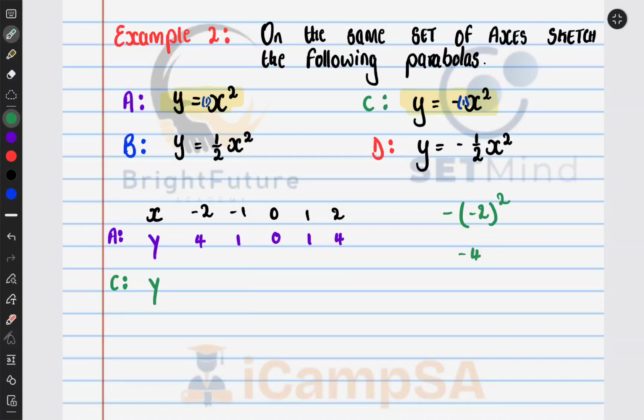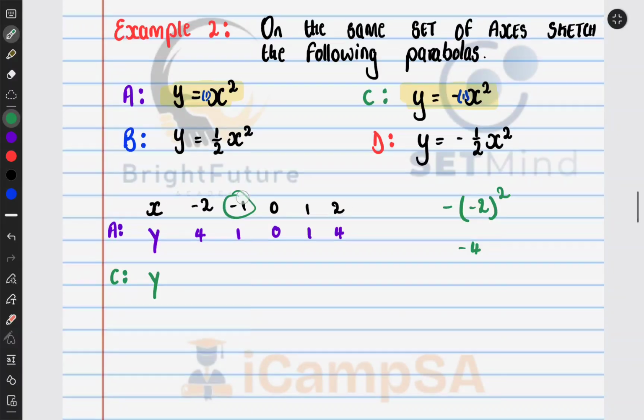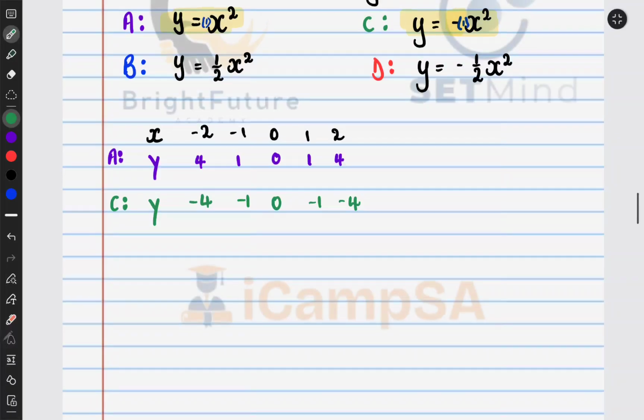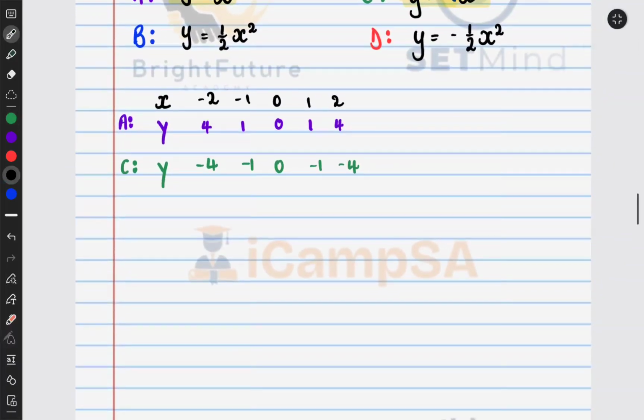And also, when you are punching for x equal to -1, you write negative, open bracket, -1 squared, because you are accounting for this negative sign on x squared that we have. I'll just keep that there for now, so that it serves as a reminder. So you're gonna have -4, -1, 0, -1, -4.